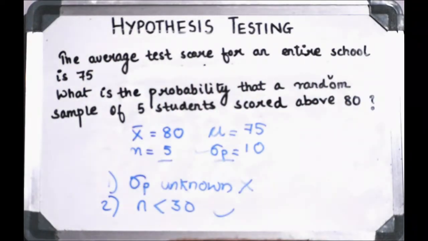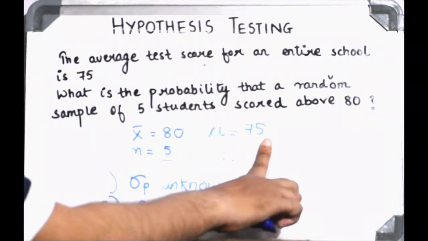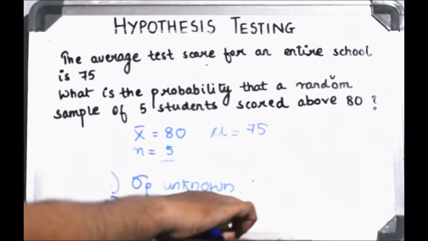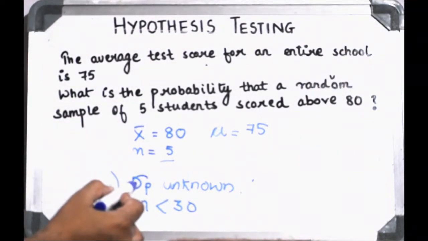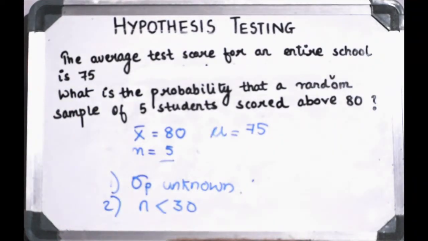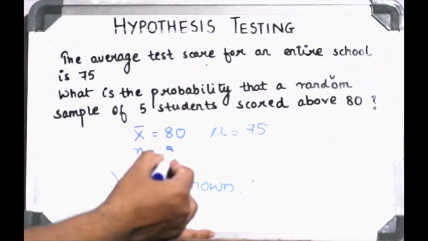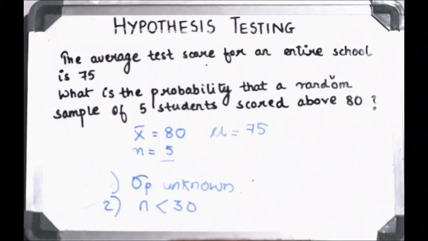Now this one is not given. Now let us have a look at the two conditions for t-test. The standard deviation of the population is unknown. Yes, it is unknown, so this one is being satisfied. And the sample size is 5, which is less than 30. So both the conditions are getting satisfied. Then in such a case we go for t-test.